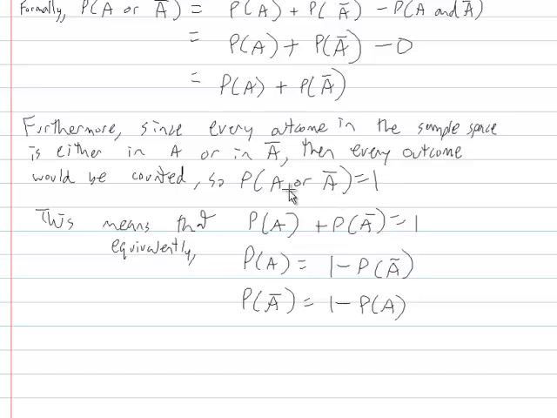And then, of course, since P of A or A bar is equal to 1, that gives us a couple of things, because if P of A plus P of A bar is equal to this thing, which is equal to 1, then that sum must be equal to 1. And then we get a couple equivalent forms of the same thing. That's section 4.3.